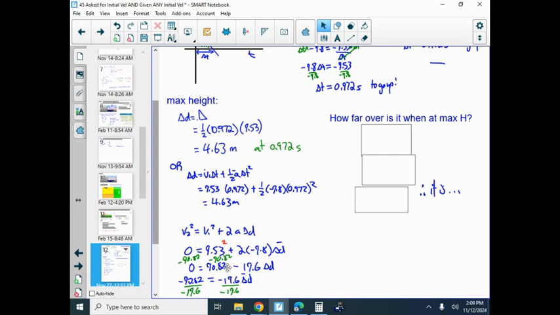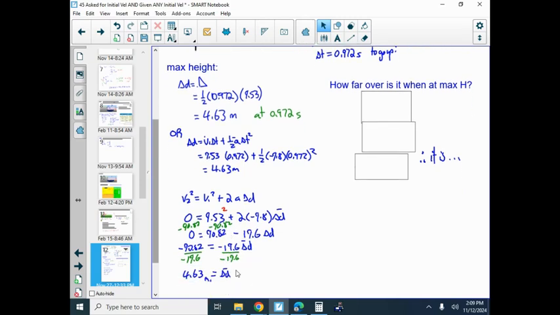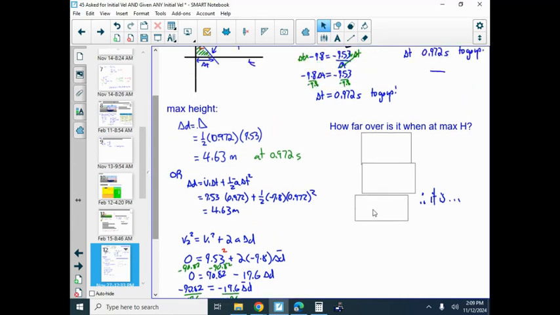How far over? That's the maximum height, right? So max height is 4.63 meters. How far over is it when it gets there? This is where you have to recognize that this was all acceleration calculations. This just needs to be uniform velocity, right?